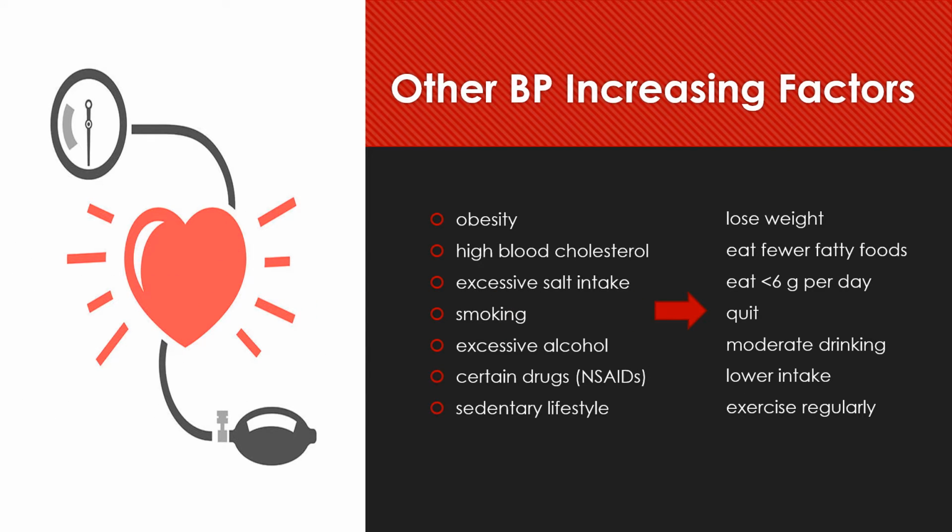Lifestyle changes including losing weight, eating fewer fatty foods, restricting salt intake to 6 grams or 1 teaspoon per day, quitting smoking, moderating alcohol intake, reducing certain drug dosages, and taking part in moderate exercise for 30 minutes a day, 5 days a week, are all shown to reduce blood pressure. The goal of these lifestyle changes is to lower blood pressure as much as can be safely tolerated by the patient, with a systolic blood pressure of 140 millimeters of mercury being a common target in individuals over age 65.